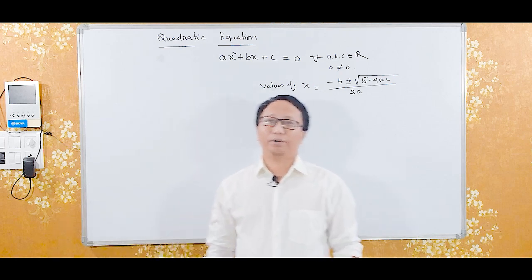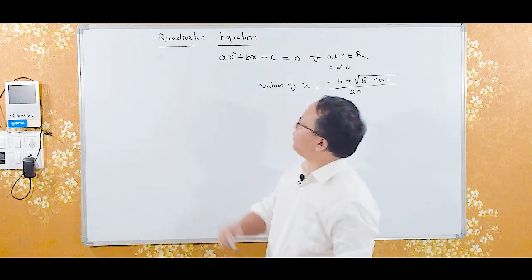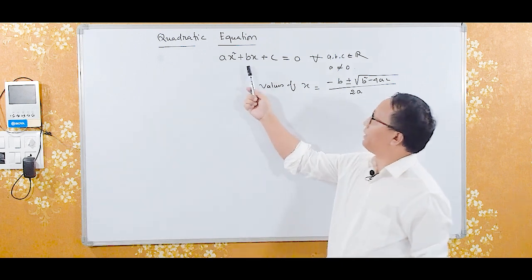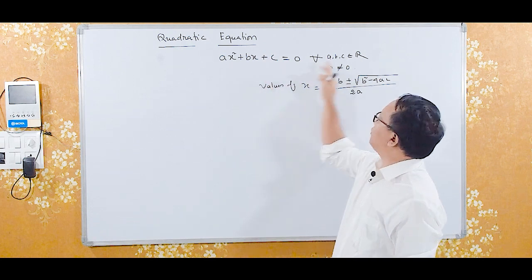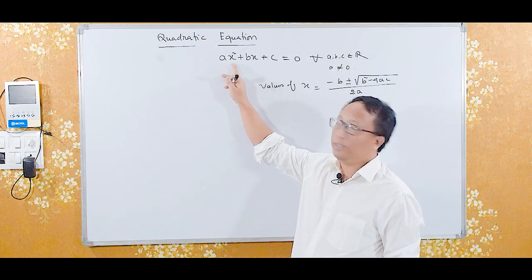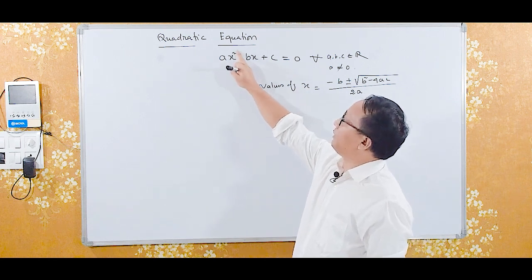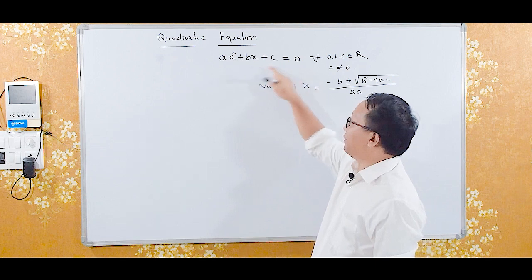Yeah, today we are going to speak about quadratic equations. The quadratic equation is of the form ax² + bx + c = 0, where a, b, c belong to the real numbers, but a should not be equal to 0. If a is 0, then a times x² becomes 0, and it becomes a linear equation.